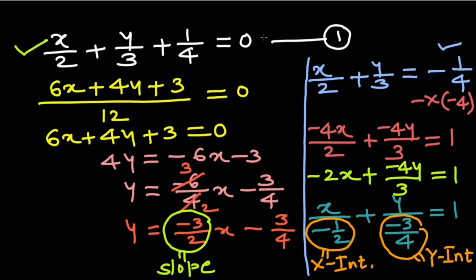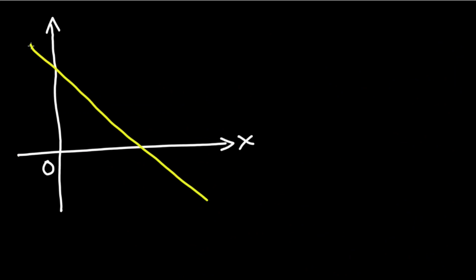On the x-axis, y-axis, origin, the length of the perpendicular from the origin on this line is 2, and the angle made by this perpendicular with the x-axis is 30 degrees.